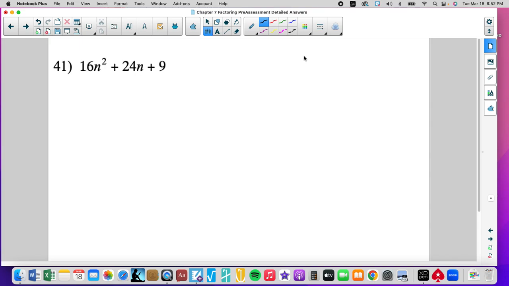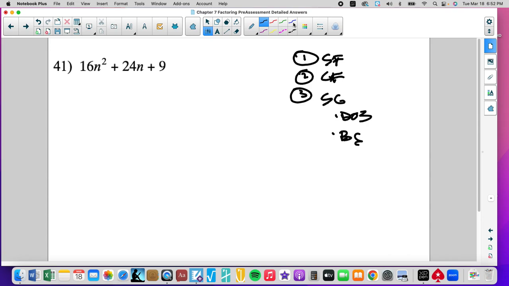Let's check this. So let's slow down a little bit. Standard form, common factor? No, not a common factor. 3 goes into these, but not this, and 4 goes into these, but not this. So no common factor. Special case, it's not the difference of squares.